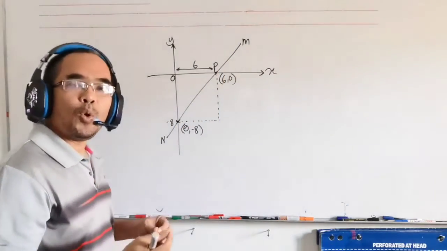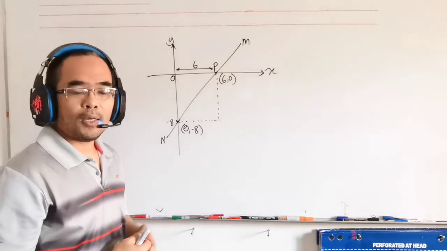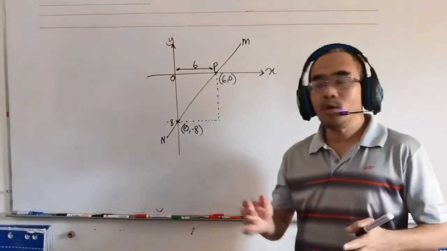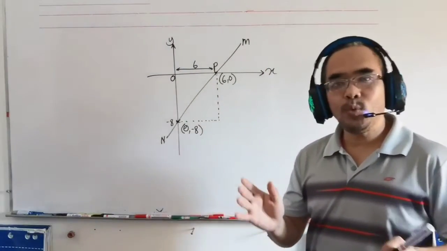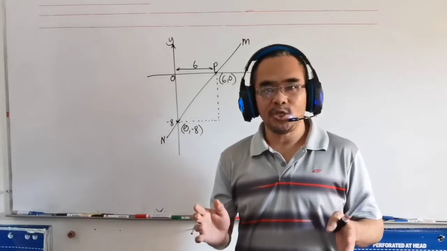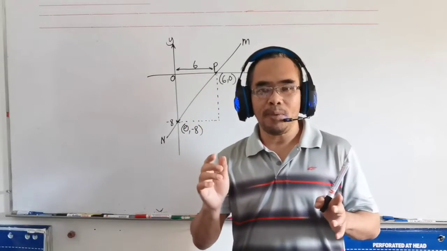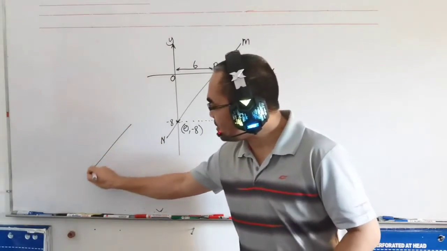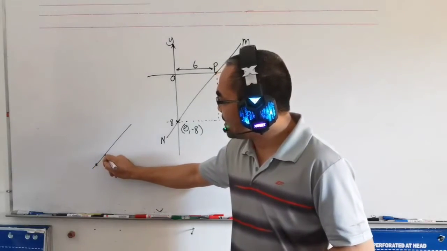Do we need to know the coordinates of M and N? Actually, no. In order to answer that question, you have to do some experimentation. That is, you draw a straight line on graph paper, for example with just any coordinates. Make sure it's a straight line. You take a first coordinate and a second coordinate.